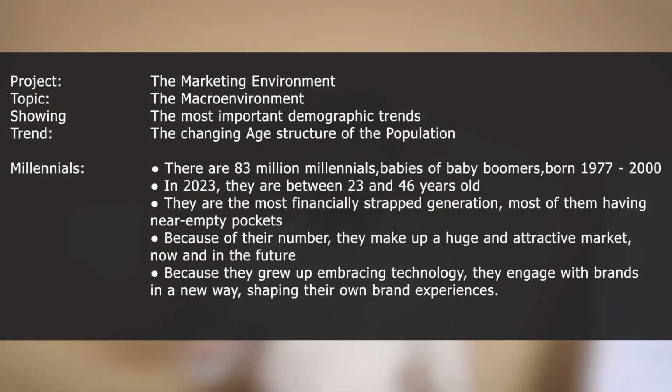Generation Y, known as the Millennials. There are 83 million millennials, born between 1977 and 2000. In 2023, they are between 23 and 46 years old. They are the most financially strapped generation, most of them having near empty pockets. Because of their huge number, they make up a huge and attractive market now and in the future as well. Because they grew up embracing technology, they engage with brands in a new way, shaping their own brand experiences.